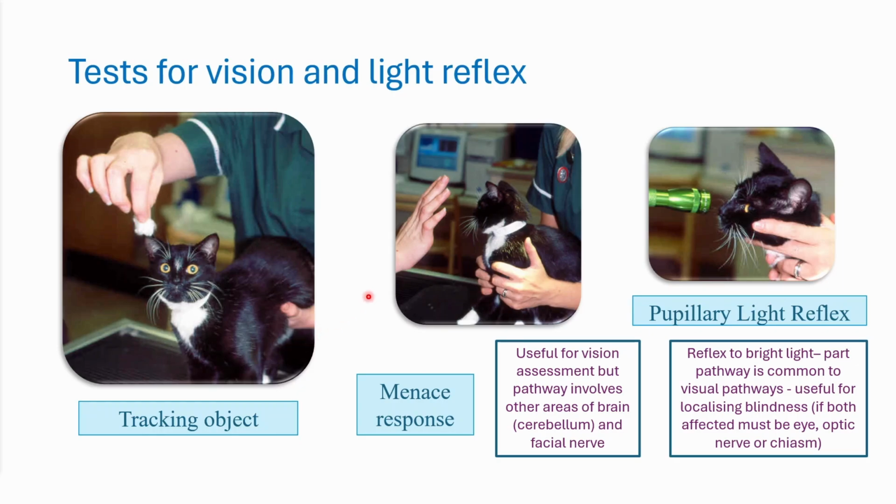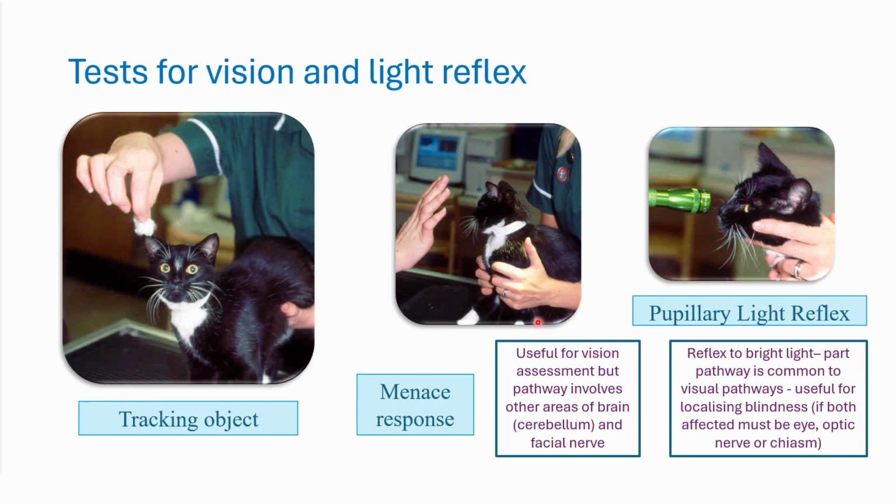The next most important test is the Menace response. And this is useful for vision assessment, but you must bear in mind that this involves many other areas of the brain, in particular the cerebellum, and also the facial nerve and nucleus. And so an absent Menace has to be interpreted in context.